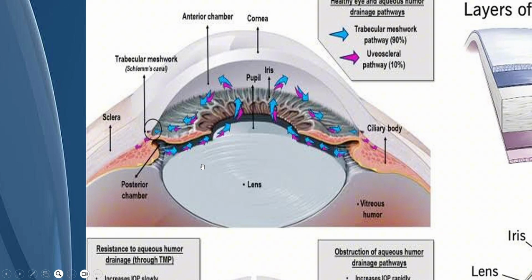Let's see the posterior chamber. That is the lens here, and this is the iris, with the ciliary body behind the iris. So that space between the lens from posterior and the ciliary body and the iris from anterior is called the posterior chamber. We'd see that the posterior chamber opens to the anterior chamber through that opening, which is called the pupil. The anterior chamber and the posterior chamber are filled with a fluid called the aqueous humor.